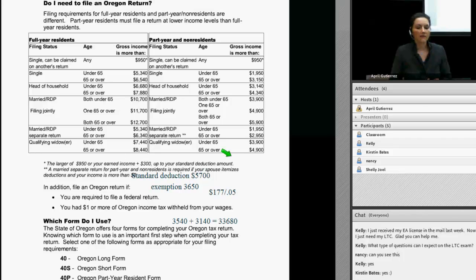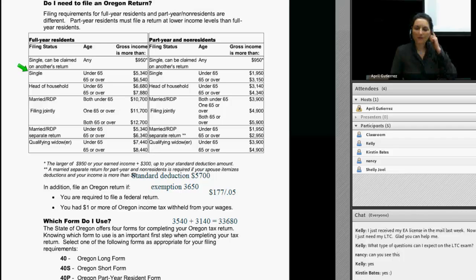So with dependents, the maximum the filing requirement would be is $1,950, unless of course they're blind or age 65, right? But it could be more than $950 if they have earned income. And when they have earned income, you take whatever their earned income is and add $300, but never more than $1,950 for a single dependent.